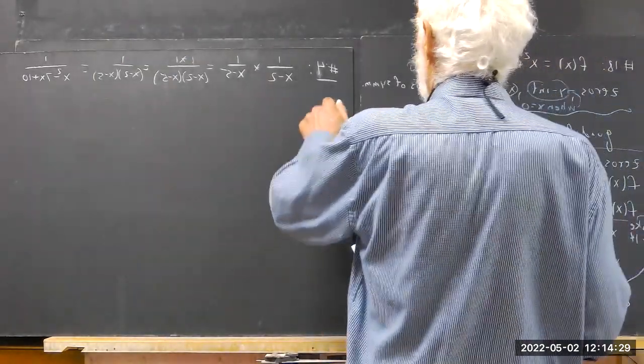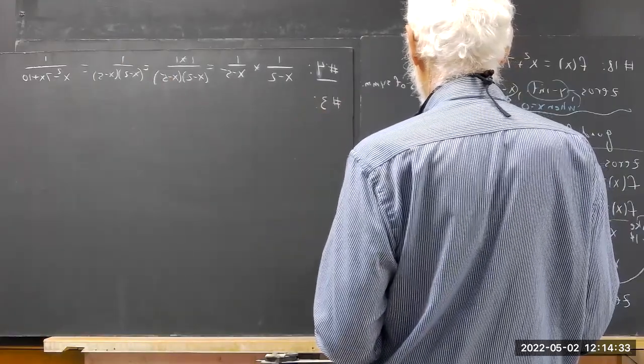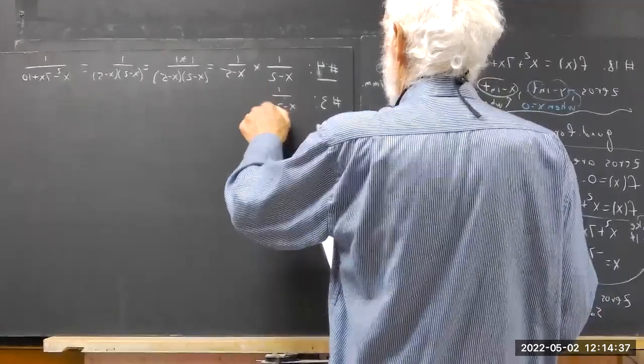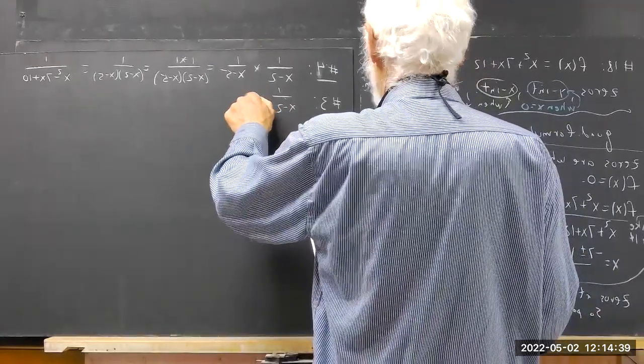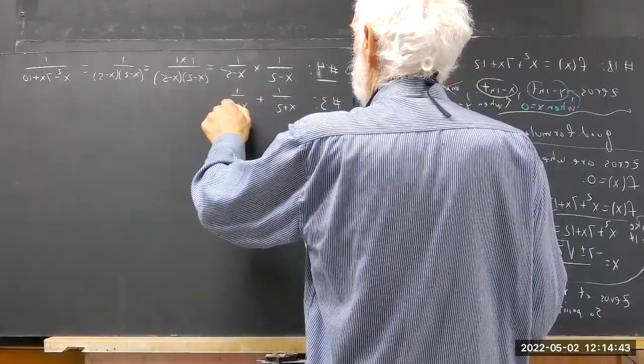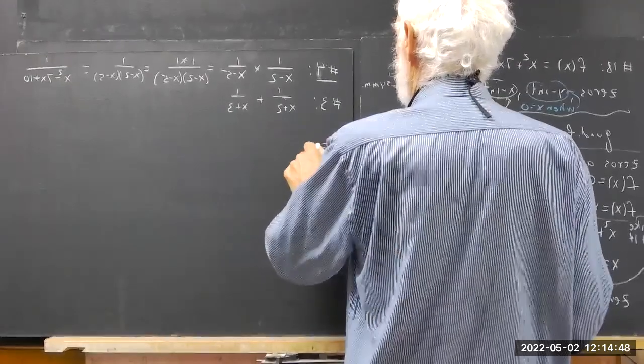Okay, number 3 was 1 over x minus 2, x plus 2. Well, I can't read those, plus 1 over x plus 3. Well, I'm going to do this in a column.